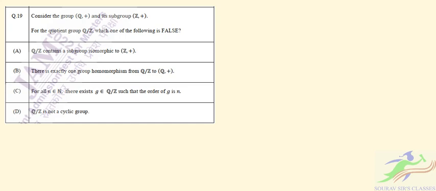Hello. So this is a question from IIT JAM 2022 mathematics. This is question number 19. Here we consider the group Q plus and its subgroup Z plus. So for the quotient Q by Z, which one of the following is false?